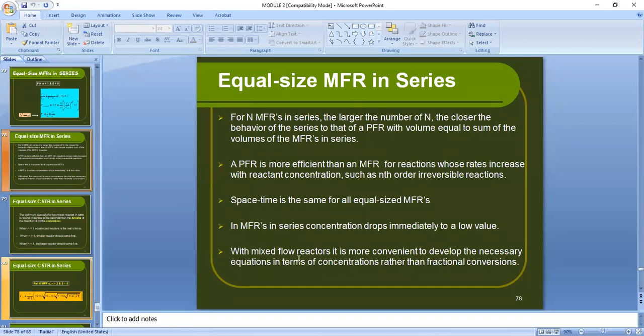Now, with mixed flow reactors, it is more convenient to develop the necessary equation in terms of concentration. It's primarily because, class, your tau equal to C_A0 X_A over the rate already has C_A0 X_A on top. But if you are more comfortable with conversion, then you can convert the rate expression in the denominator to conversion. That way, your tau will be fully dependent only on conversion. But this is just as observed and suggested by the author.